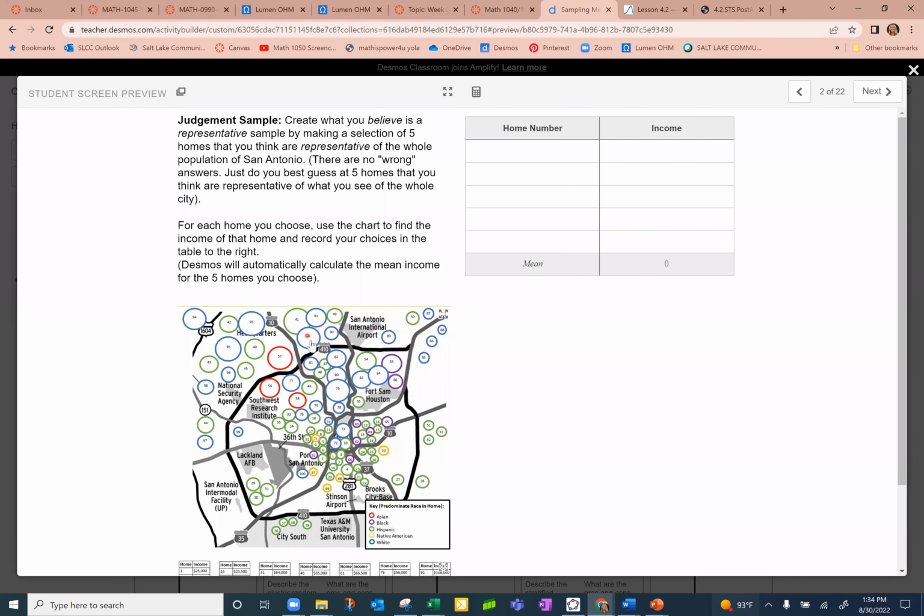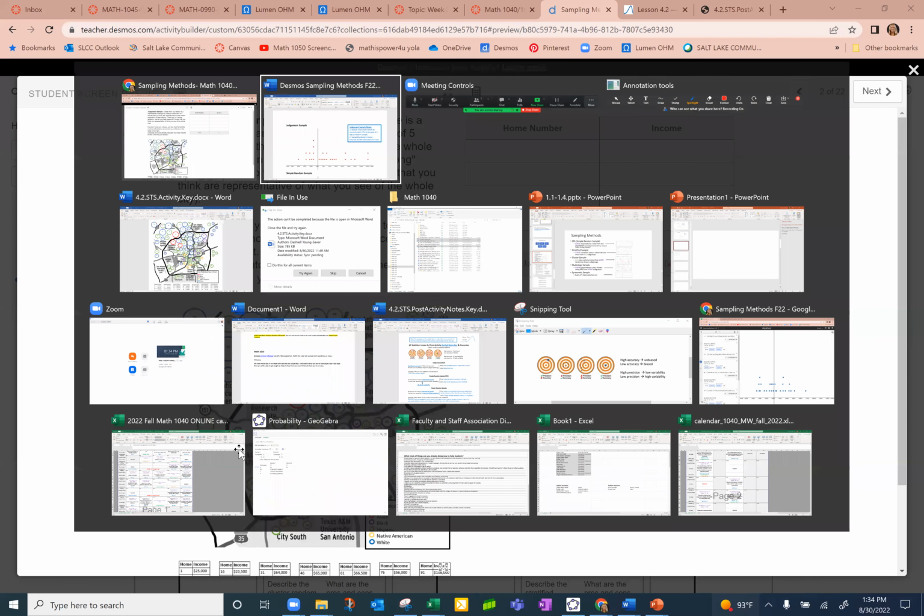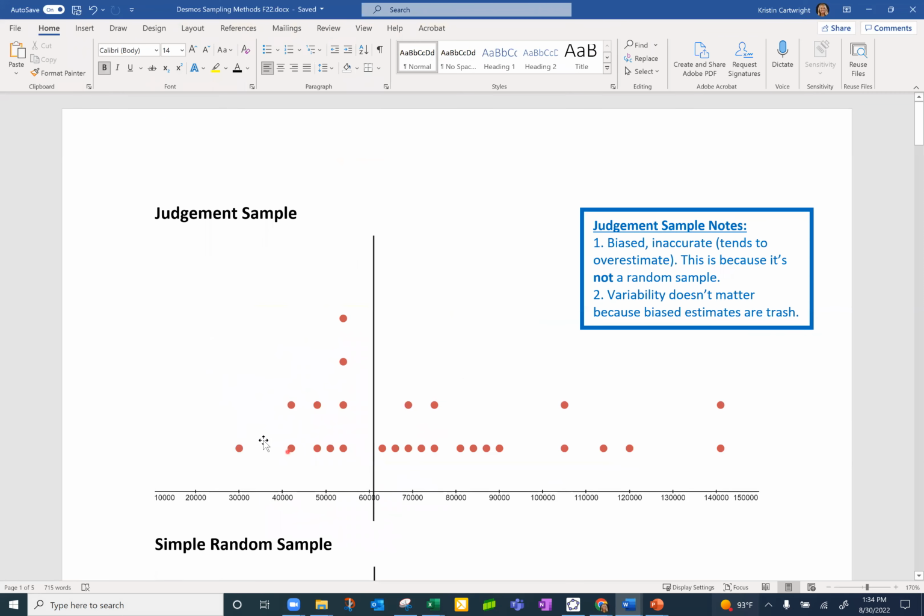The bigger the circle, the bigger the income, the smaller the circle, the smaller the income, and then the different colors represent different races. Then Desmos calculated the mean, which is the average, for the 5 homes that you chose. And then I took the data that each student did. Each student's average shows up as a dot right here. One student, based on the 5 homes they chose, had an average of around 30,000 in income. Another student, for the average of 5 homes they chose, was up here around 140,000. So we put these all together, and you can see in this dot plot how spread apart this is based on the 5 homes that particular person chose.